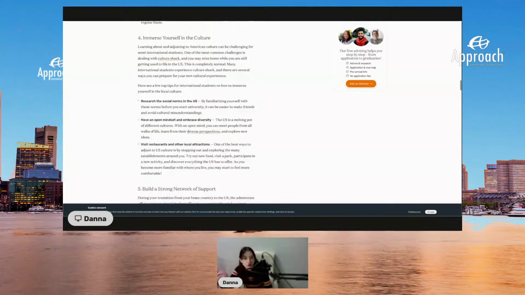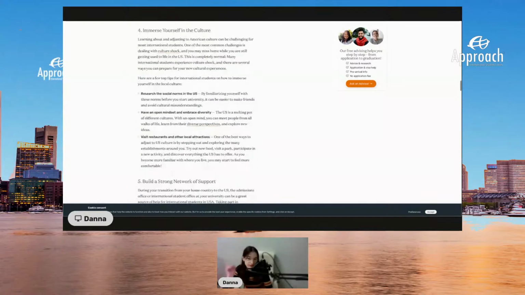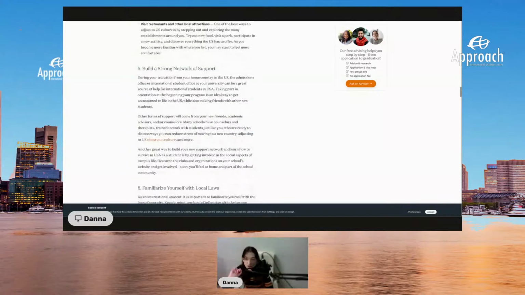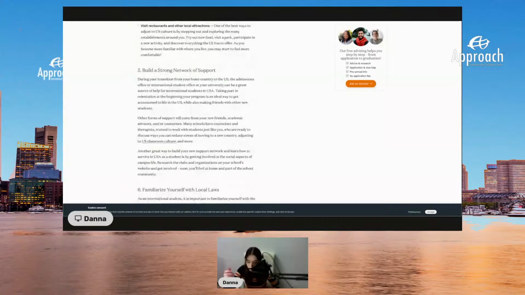And finally, the last tip is build a strong network of support. Actually, I'm going to talk a bit about laws as well. But building a strong network of support is super important. If you build it locally, it's going to grow and grow. And always keep in touch with the people that you love back home. It's always important to carry them with you.